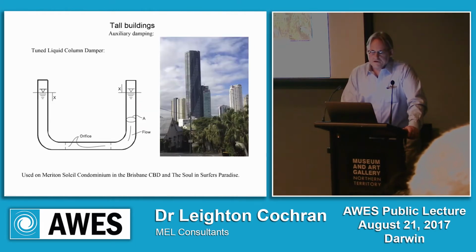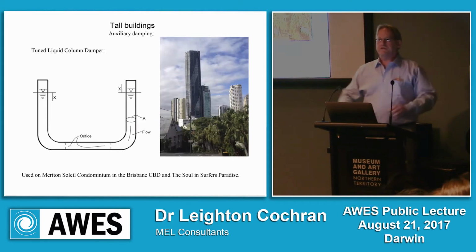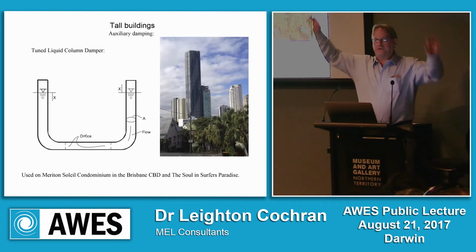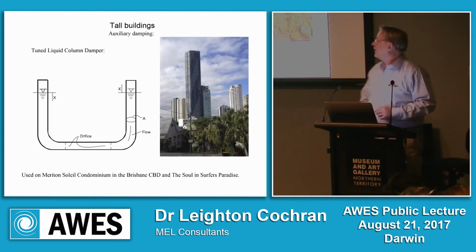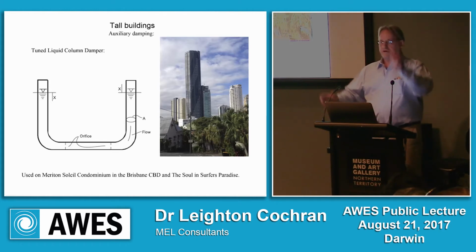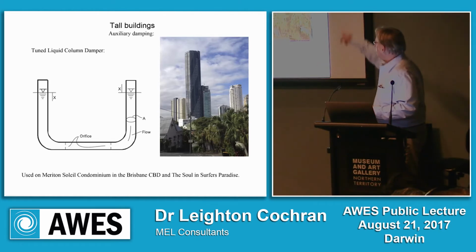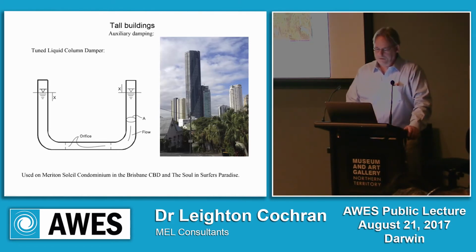Here is a tuned liquid column damper, which is basically a giant U-tube, typically with dimensions of 8 or so metres by 3 or so metres by 3 or 4 metres high. So it's a big piece of real estate on top of the building full of water. And the natural frequency of it is tuned by the water levels inside. And that building in Brisbane has it, as does another one.